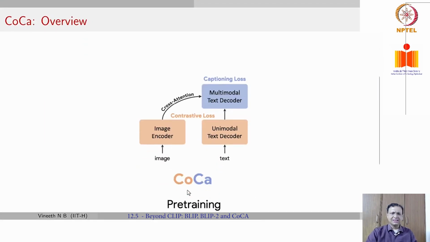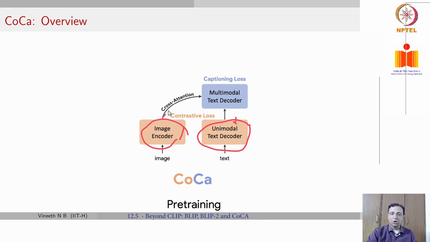Their approach is fairly straightforward. So they have an image encoder, they have a unimodal text decoder. Please keep in mind that they begin with single encoder-decoder kind of models. That's part of their agenda. So they have an encoder, they have a unimodal text decoder.